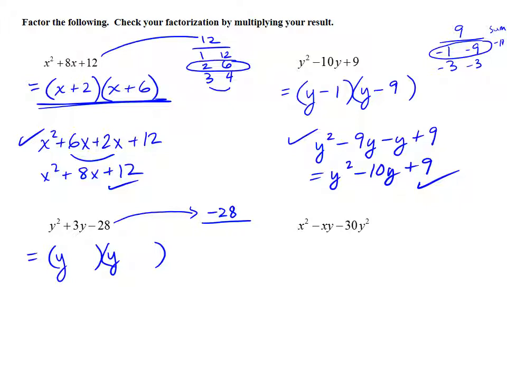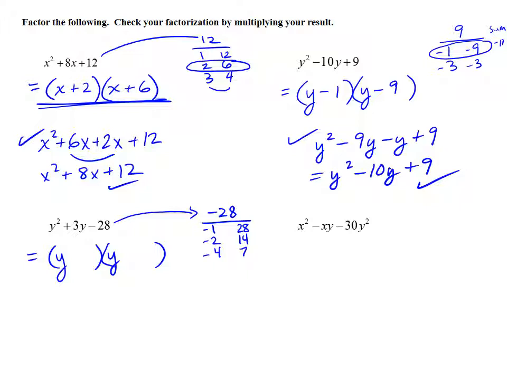Now, if I just start with the 28 by ignoring the negative, I'm going to have a 1 and a 28, a 2 and a 14. 3 won't go in, but 4 will go in 7 times. 5 won't go in, 6 won't go in, so I've reached everything I need to look at. But I have ignored the sign here. Two positives don't make a negative when you multiply out, so one of these has to be negative.